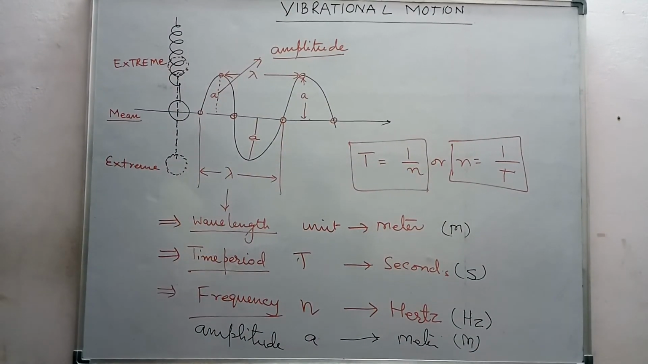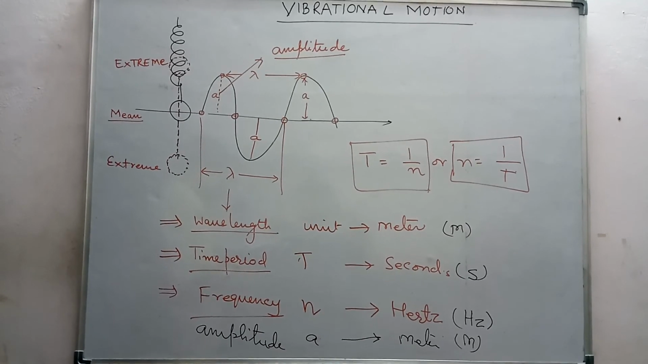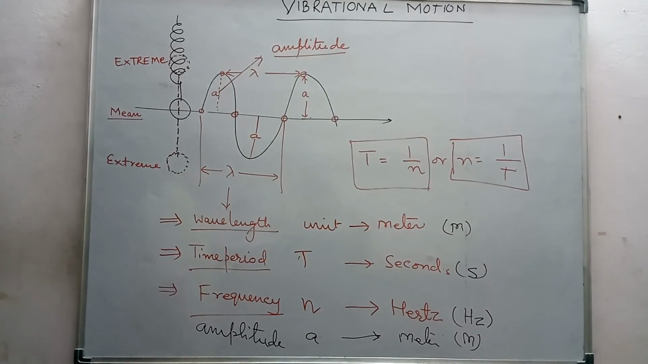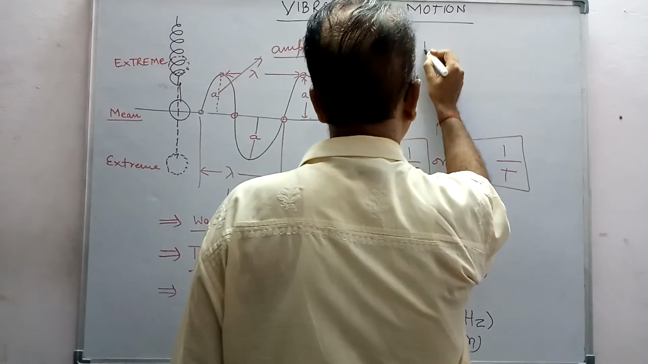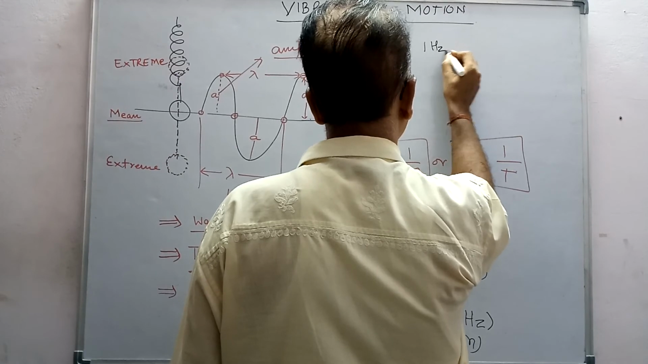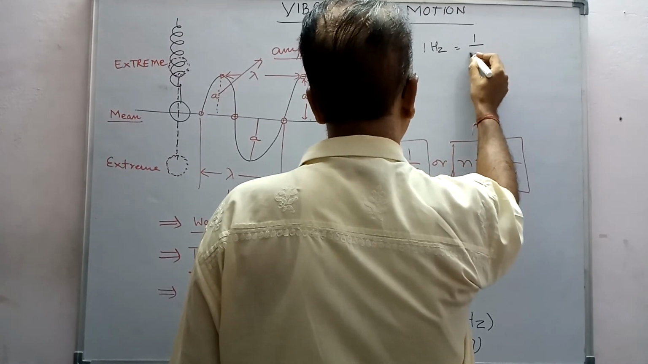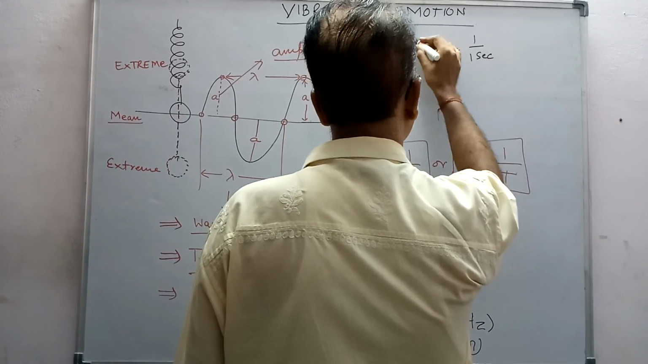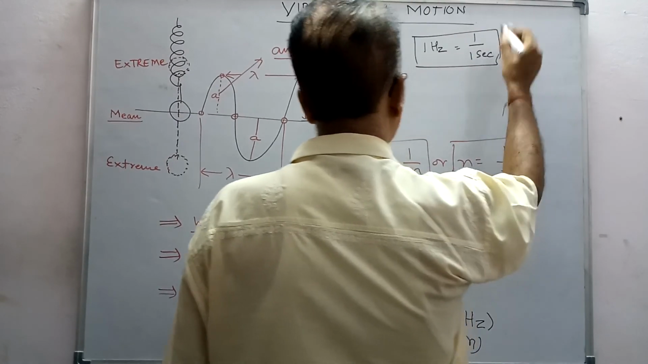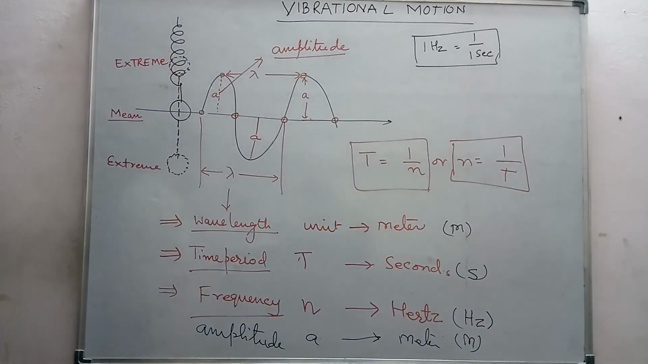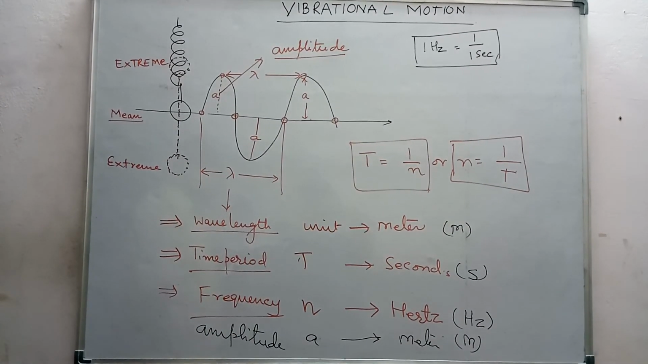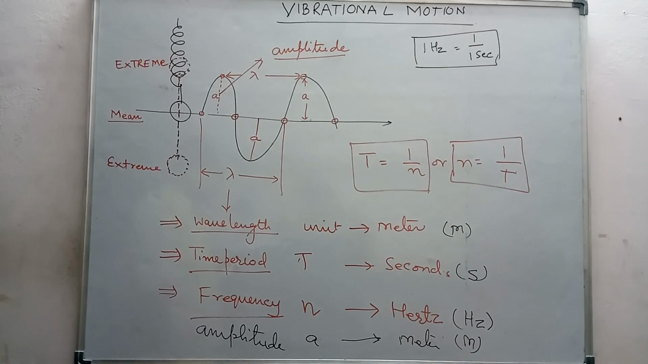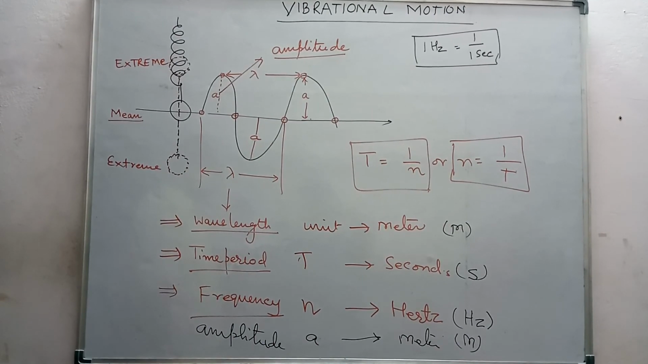Now, one hertz means 1 hertz is equal to 1 upon 1 second. That means if the object is moving in such a way that for one vibration it takes 1 second, then it is called 1 hertz.